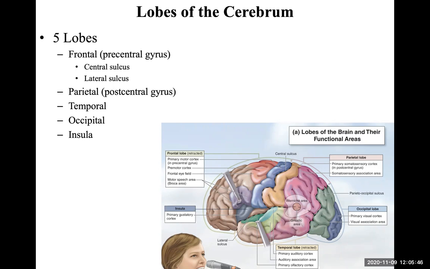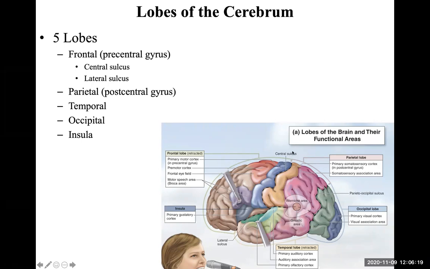So, the brain itself, we organize into 5 lobes. The lobes are named by the bony tissue that they overlie. So, in the front, we have what's called the frontal lobe. You can see that right here. As part of the frontal lobe, we have some important landmarks. So, we have what's called the precentral gyrus. The precentral gyrus, you can see here, is colored in blue.